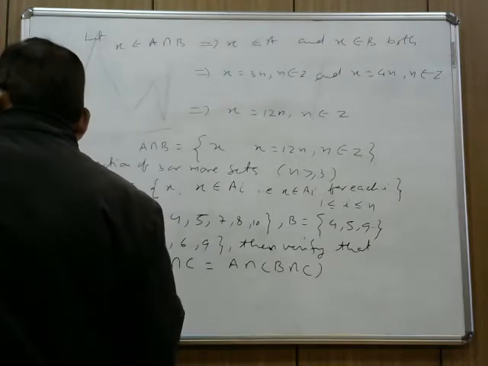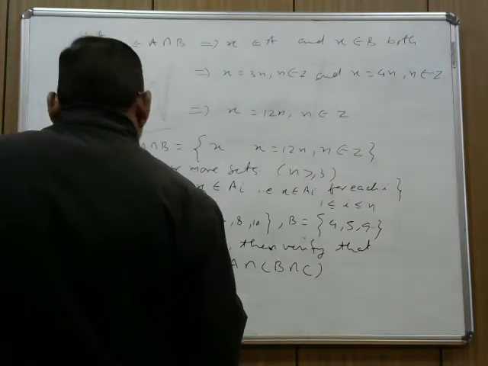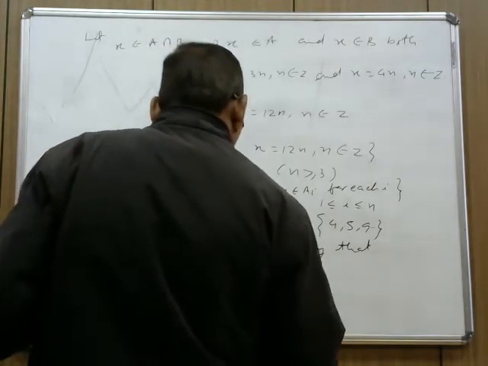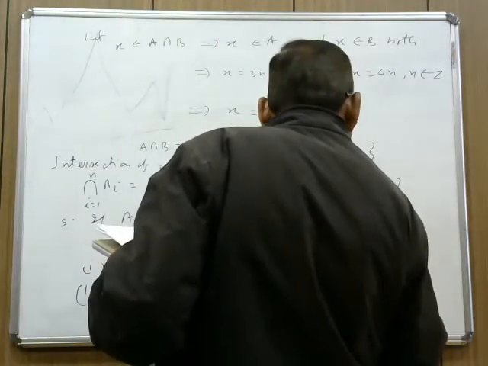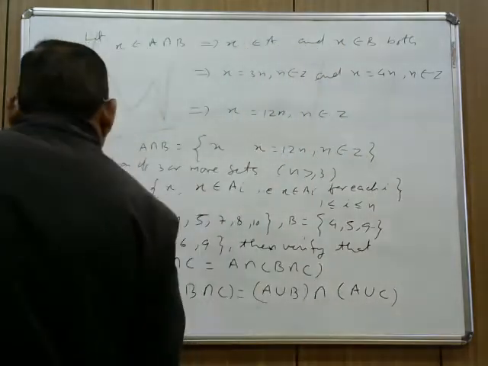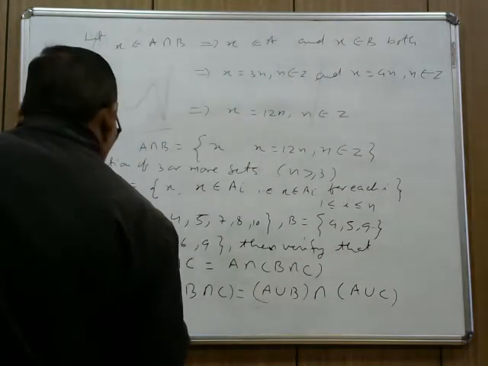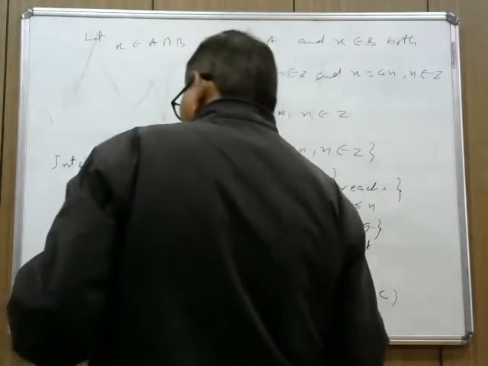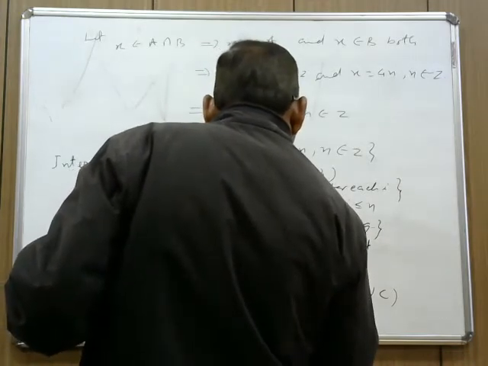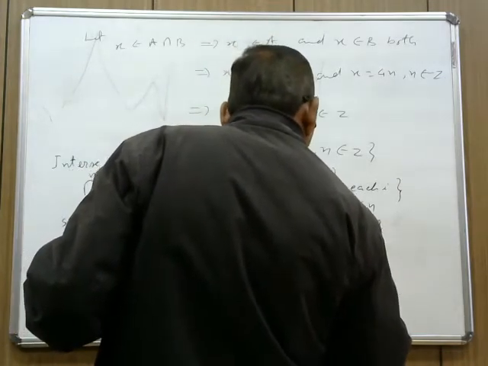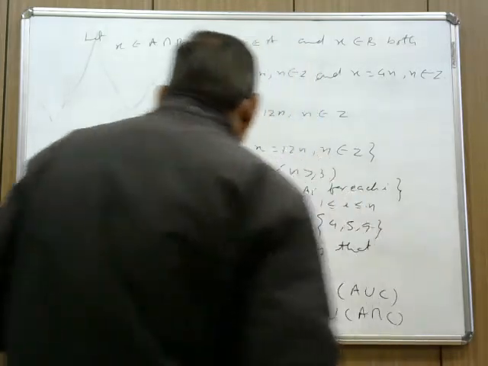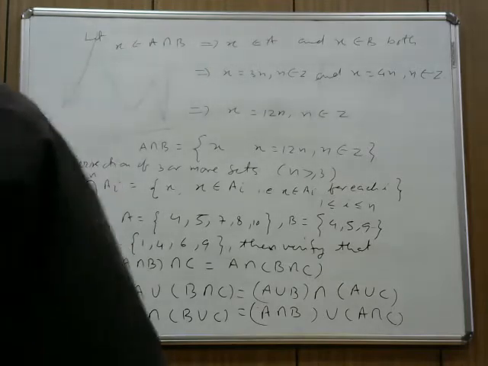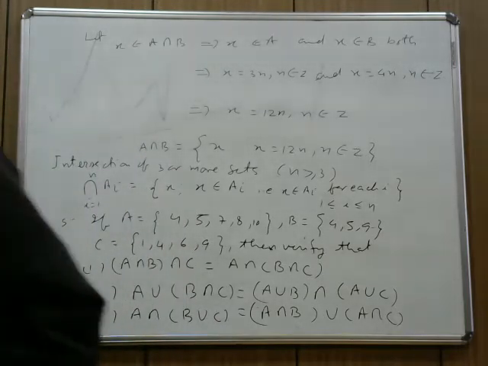Second, A union B intersection C is equal to A union B intersection A union C. Third, A intersection B union C is equal to A intersection B union A intersection C. In this example, you have to verify these properties. These are the properties, you know. So now I am taking the first property.